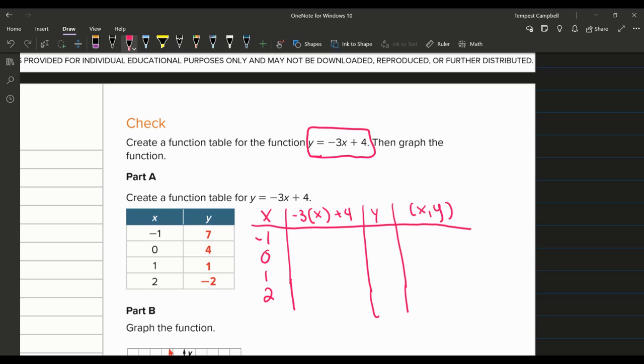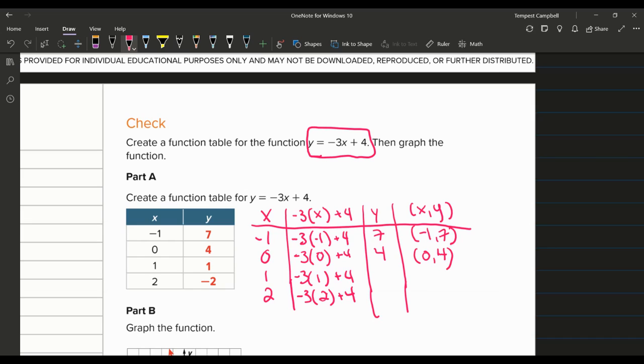You should then plug that in. So we're going to have negative 3 times negative 1 plus 4. Then we're going to have negative 3 times 0 plus 4. Notice how I'm just inputting my x value into those parentheses. That's why I want you to write parentheses when you are writing your function. So we have negative 3 times negative 1 is a positive 3 plus 4. That's how they got 7. So our first ordered pair is negative 1, 7. Next, we have negative 3 times 0, which is 0, plus 4 is 4. So we're going to have 0, 4.